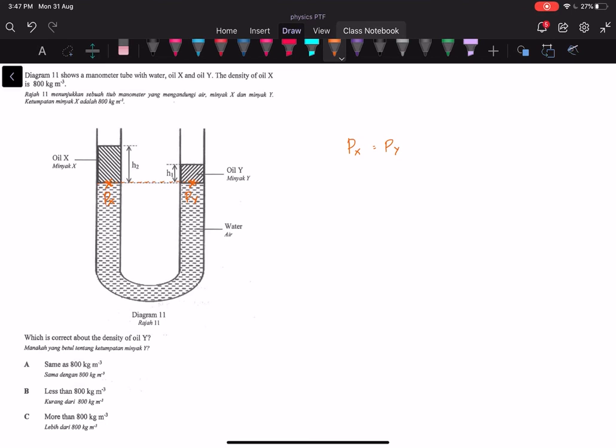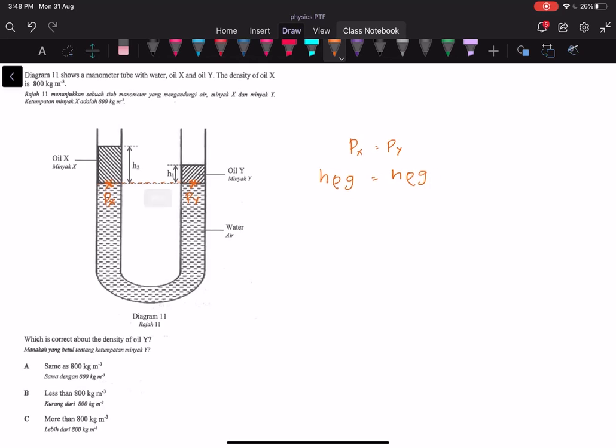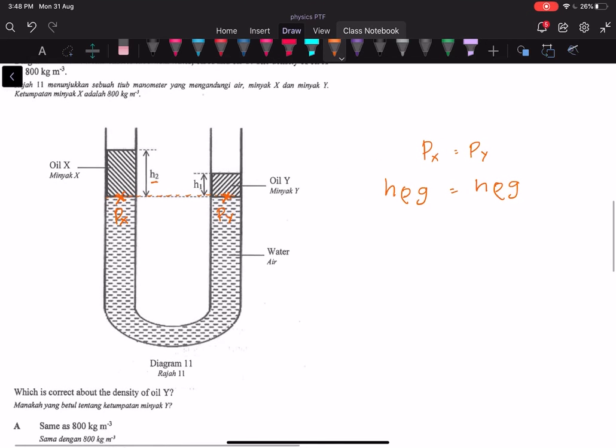Now, nak cari tekanan pada X sama saja, kita gunakan H rho G. Tekanan pada Y sama saja again, H rho G. Tapi untuk X ni kelas, kita gunakan kedalamannya diberikan H2 ya. So I'm going to write down H2 here. Liquid yang kita nampak ni adalah oil X, maka ketumpatan minyak X, G adalah sama. Untuk Y pula reflects by H1 ya, dan liquid dia adalah oil Y, dan G adalah sama. Maka G ni kita kena cancel out.